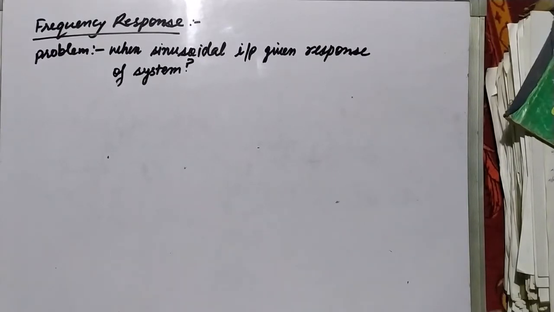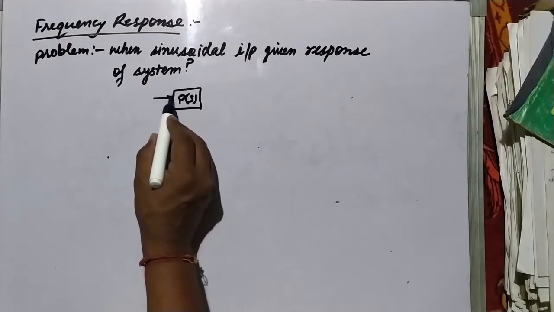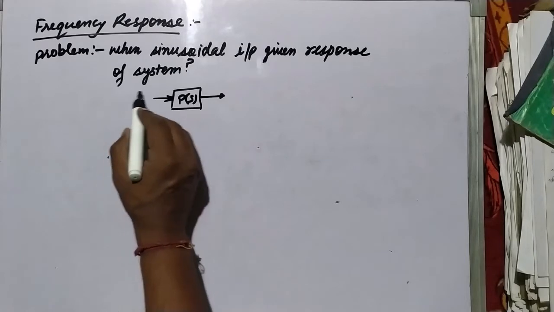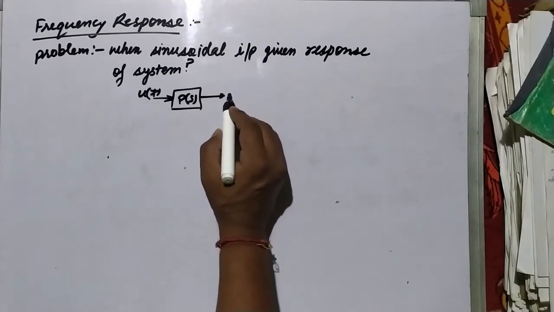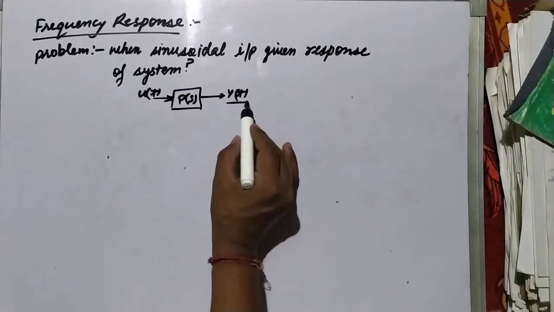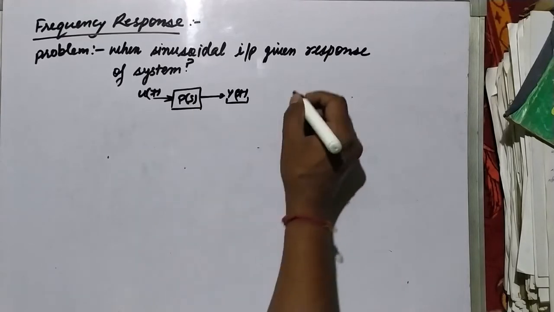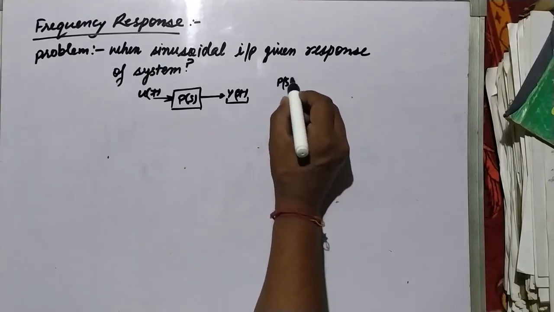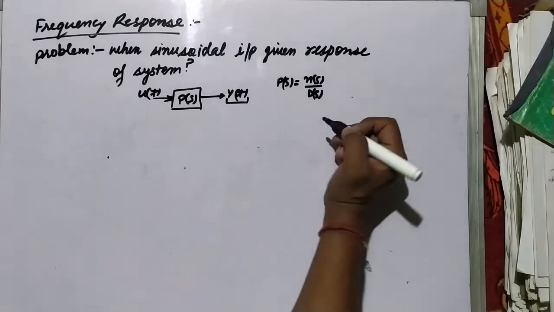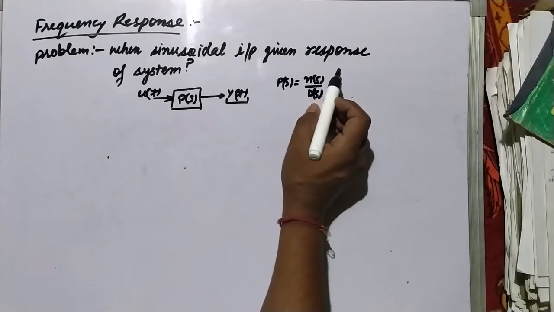So I am considering a system whose transfer function is P(s) and the input is a sinusoidal input. That input I am considering u(t), and the output I am getting is y(t). So I have to see the response if I am giving a sinusoidal input. The transfer function P(s) is equal to N(s) by D(s), numerator by denominator.